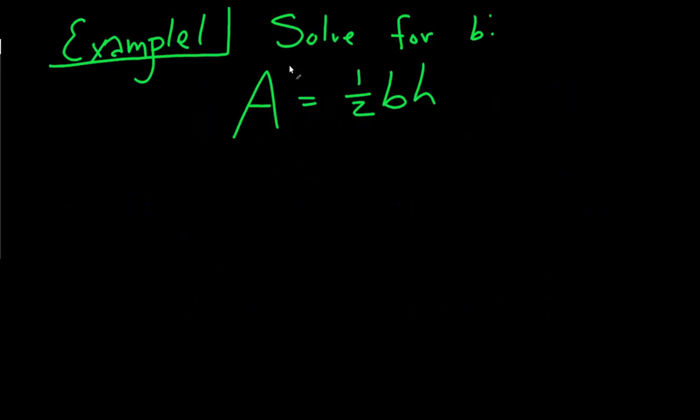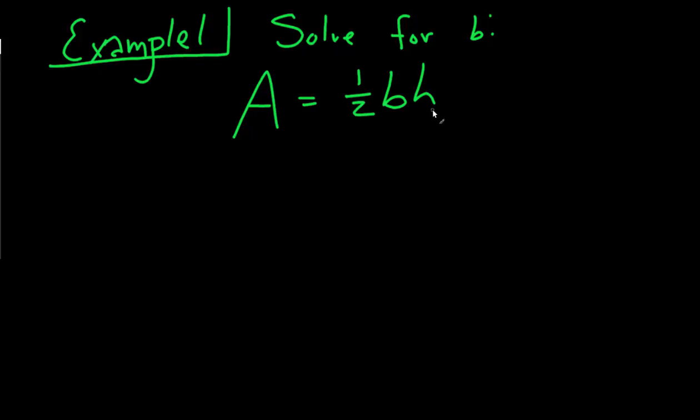So what we're doing is we've got this formula right here, which actually turns out to be the formula for the area of a triangle. This big A stands for area, B stands for base, H stands for height. Okay guys, but we want to solve for B.